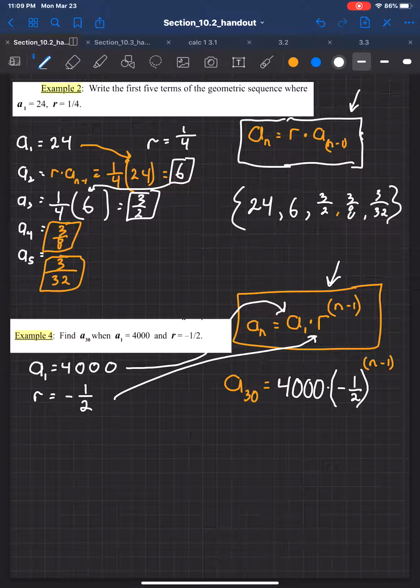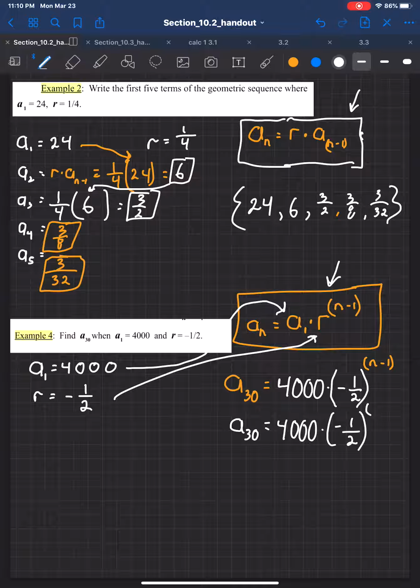Okay, so we know the first term, we know the common ratio. So if you want to finish this, it just depends on how many terms you want us to go out. Like what term are you looking for? Well, we are looking for a sub 30, the 30th term in that sequence. So we're going to plug 30 in for the n. All right, so that's going to be 4,000 multiplied by negative 1/2 to the power of 30 minus 1. Right, so to the power of 29.